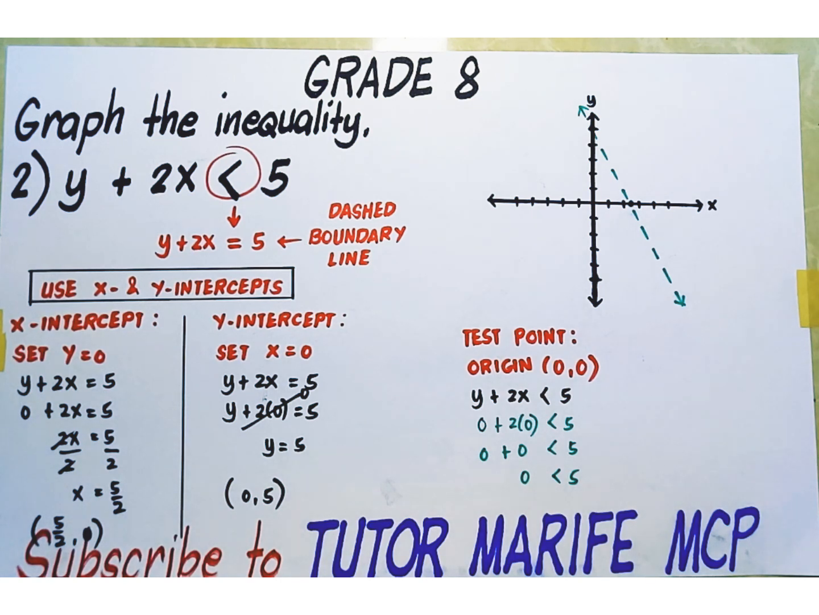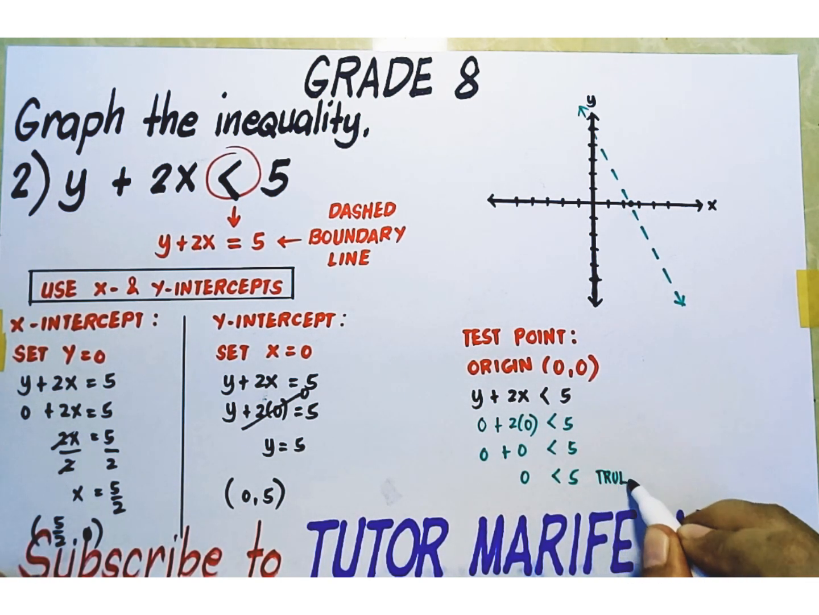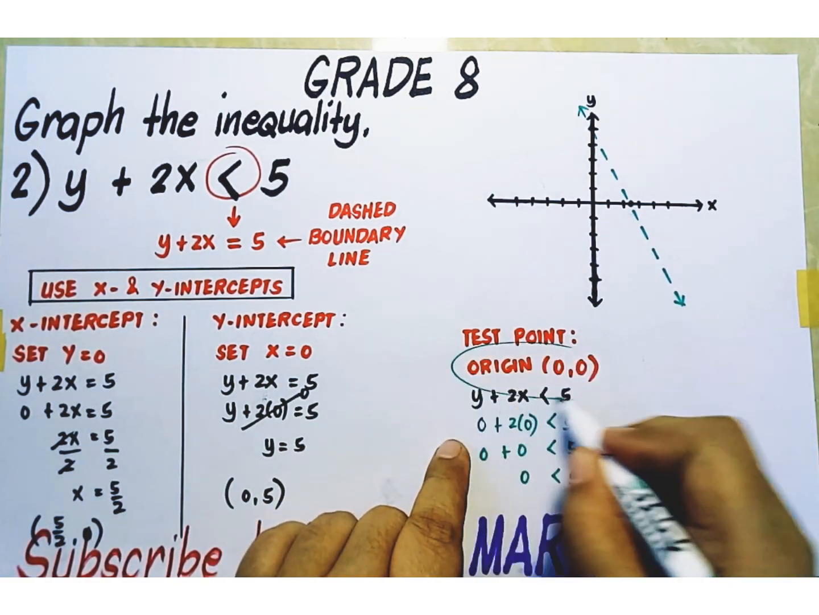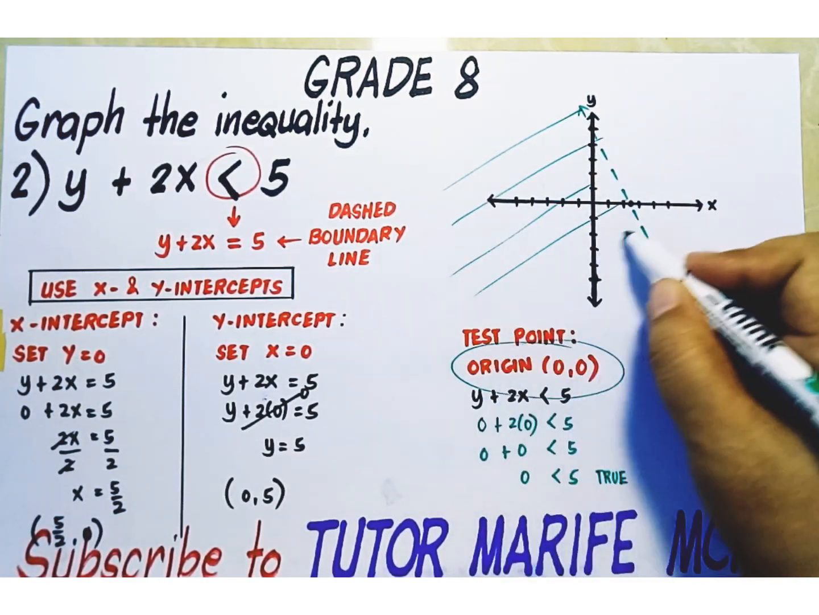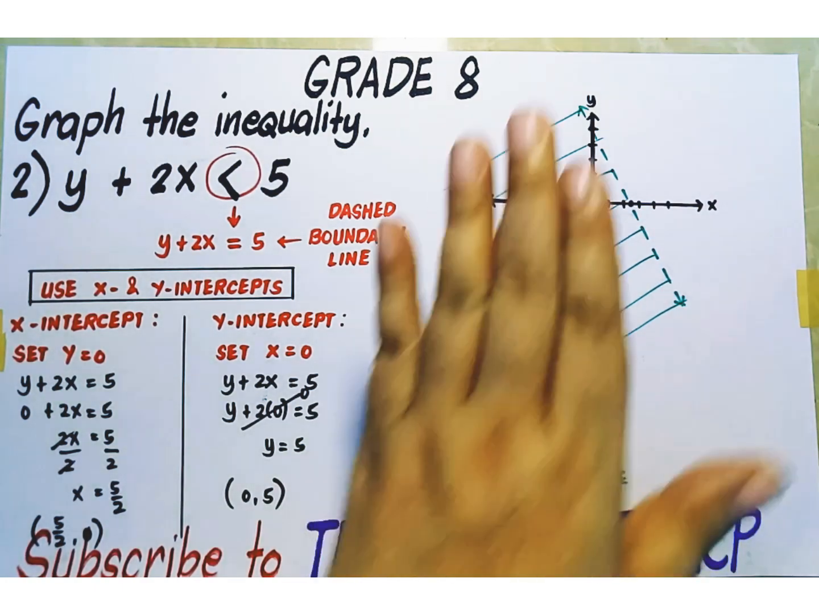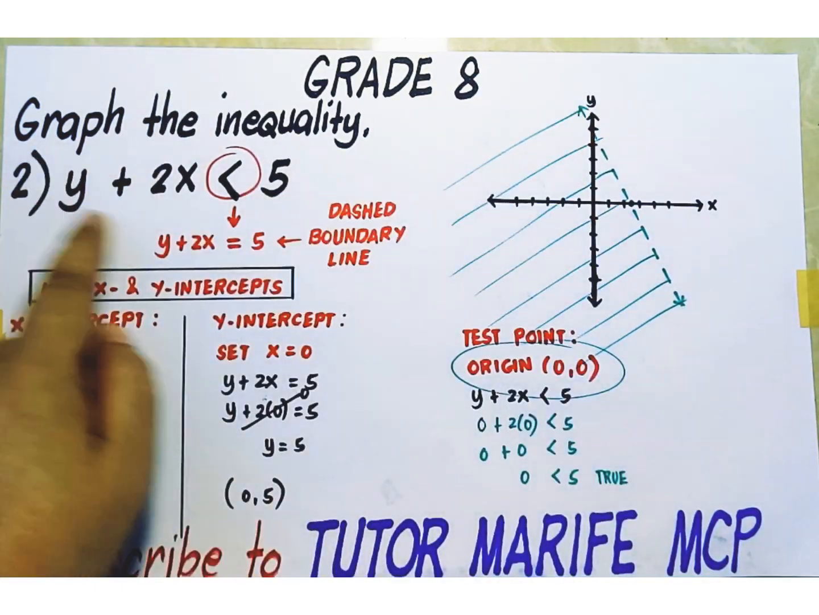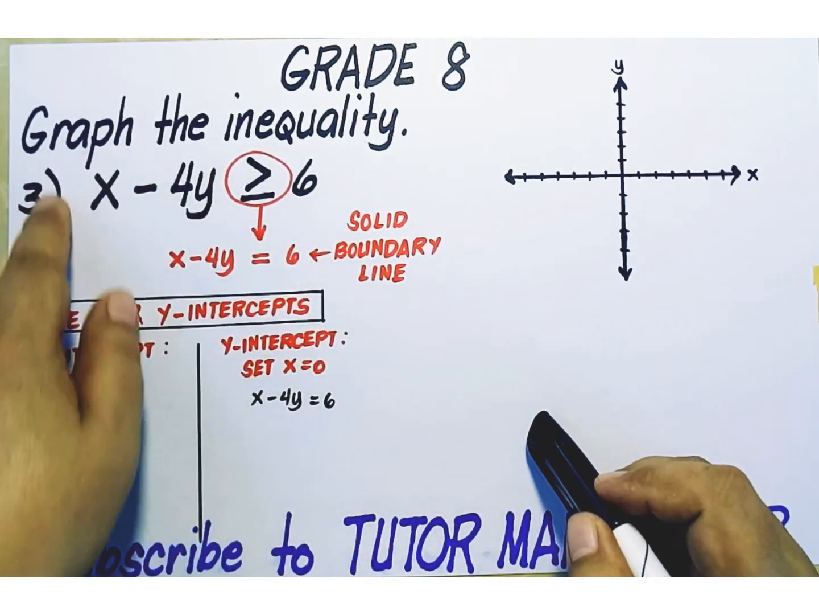0 is less than 5 is a true inequality statement. Therefore, we are going to shade the region that contains our test point. This is the region that contains our test point. This is the graph of the second inequality. Let's now graph the last inequality.